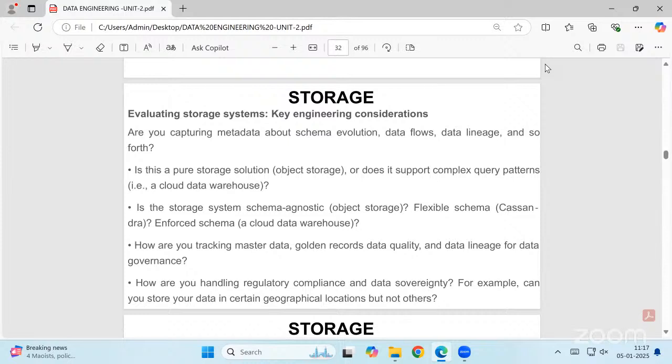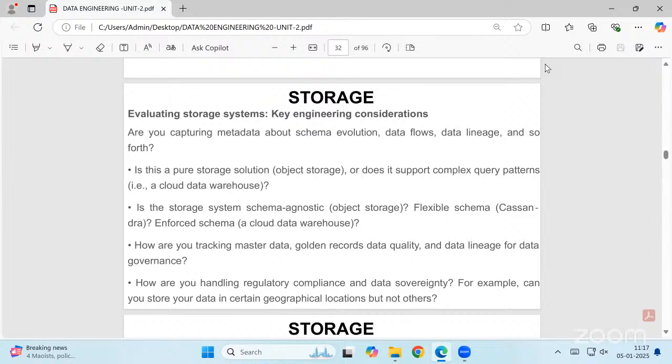So next question. These are the questions related to the storage point of view that need to be known to the data engineer. So, are you capturing metadata? Metadata means data about data, we call it metadata. Are you capturing metadata about schema evolution? Schema means table evolution, data flows, data lineage.